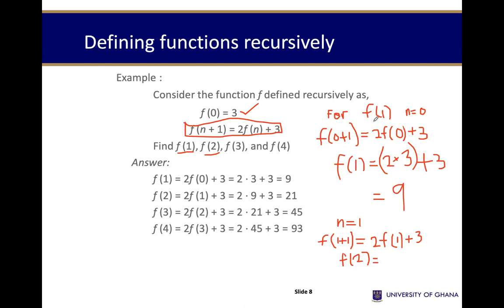But I know f of 1 from here. See, f of 1 is 9. So that's going to give me 2 times 9. Can you see that? Because I already know f of 1 from the previous example. Then plus my 3. So 2 times 9 we know is 18. 18 plus 3 is expected to give us 21. That should give me 21. Then I'm done.